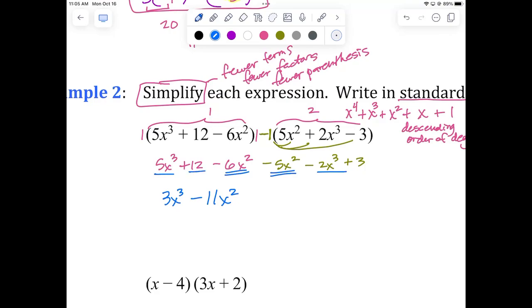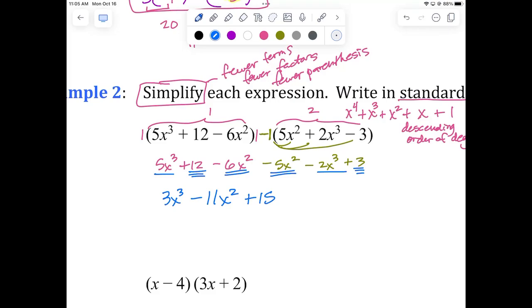But do I have constants? I do have constants. I'll triple underline those. 12 of those plus 3 of those is 15 of those. Is that written in descending order? Is that standard form? Yes. Is that simplified? Yes. That's about as simplified as we can make that.